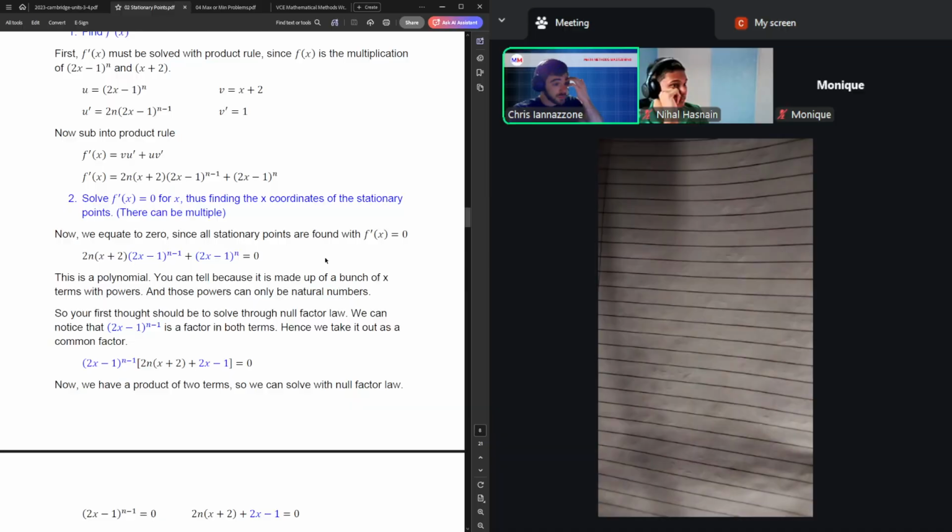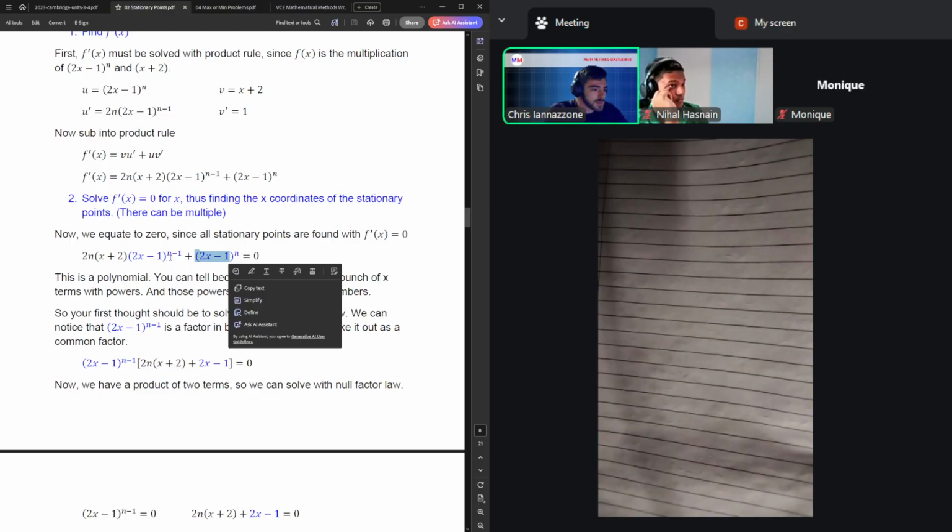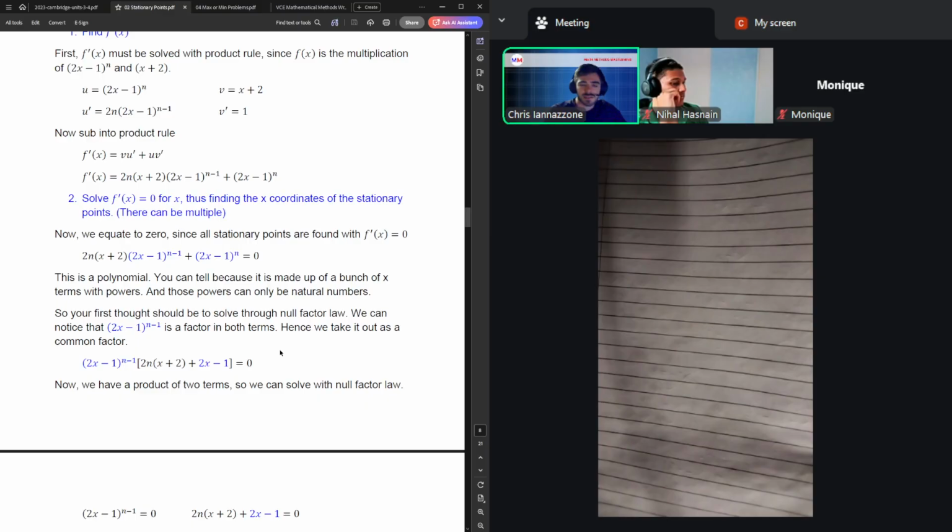So the way we treat polynomials is via factorization. So we try to take the biggest common factor, largest common factor, out of both terms, thus getting it into a set of 2 bracketed terms. Because when you have 2 bracketed terms like this equaling 0, that's now null factor law. Either this one or this one equals 0.